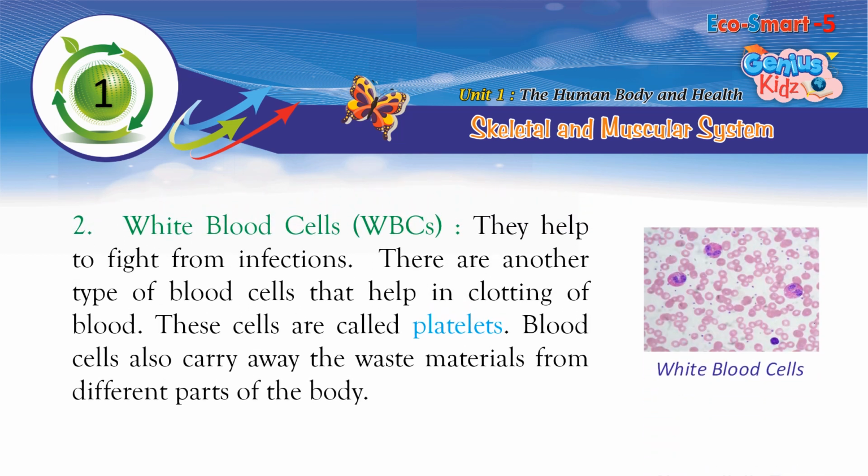2. White blood cells, WBCs. They help to fight infections. There is another type of blood cells that help in clotting of blood. These cells are called platelets. Blood cells also carry away the waste materials from different parts of the body.